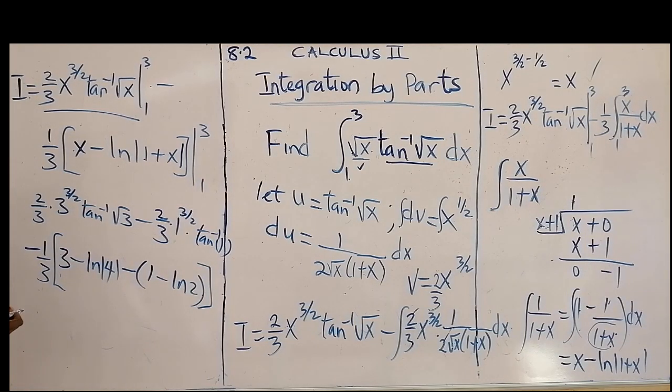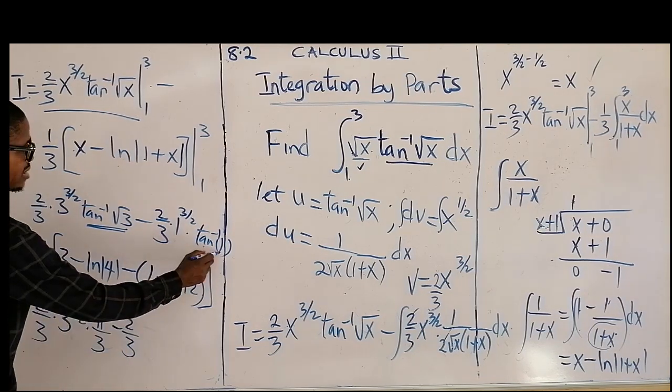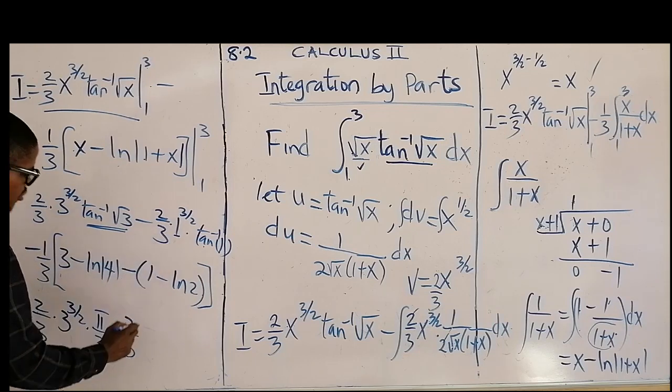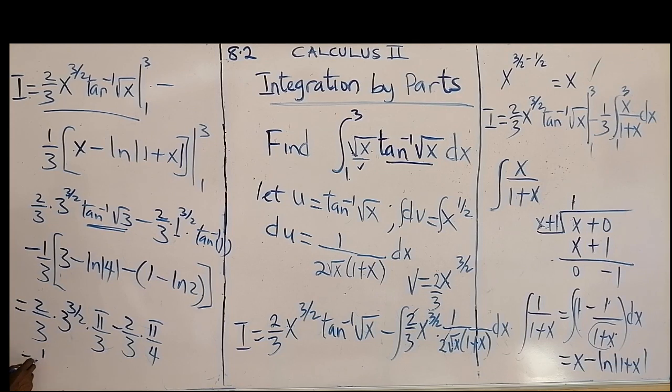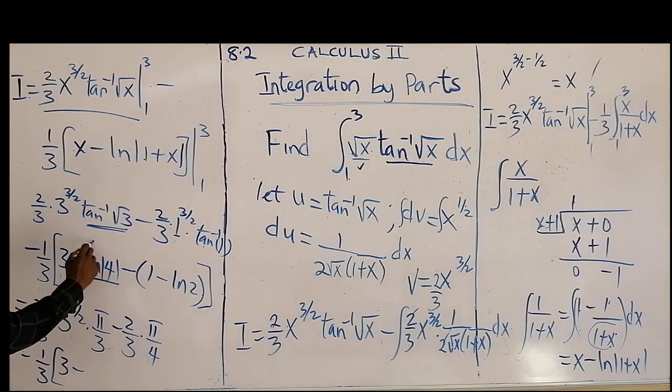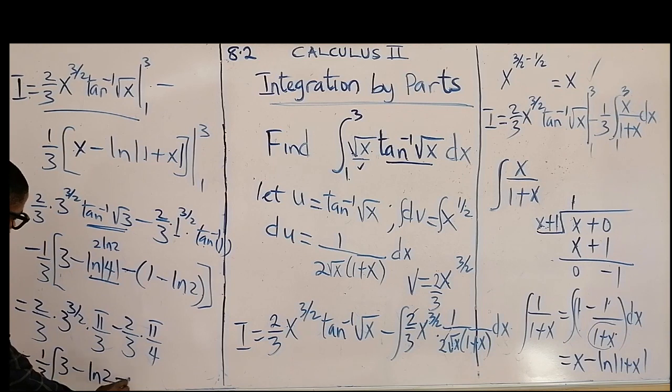Then we now have 2 over 3 times this. Arctan root 3, that's a 60, that's a pi over 3, minus 2 over 3. This one, arctan 1 is a pi over 4. This one is 1, so that's 1 times pi over 4. Okay, then minus 1 over 3, 3 minus this one will give us what? 2 ln 2. So minus this, minus 2 ln 2 plus ln 2. That will be minus what? Minus ln 2. Then minus times 1, that's what? Minus 1.